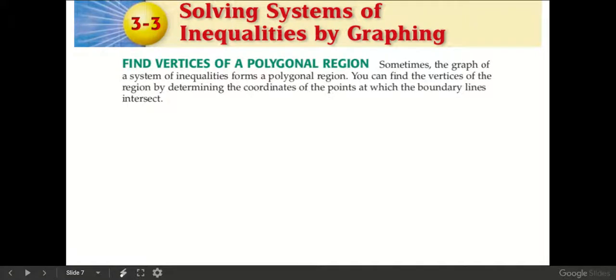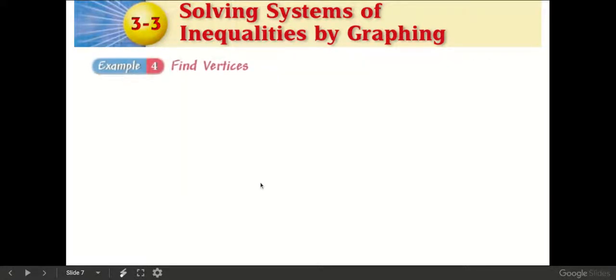So what about finding vertices of a polygon region? Sometimes the graph of a system of inequalities forms a polygonal region. You can find the vertices of the region by determining the coordinates of the points at which the boundary lines intersect. So let's go ahead and take a look.